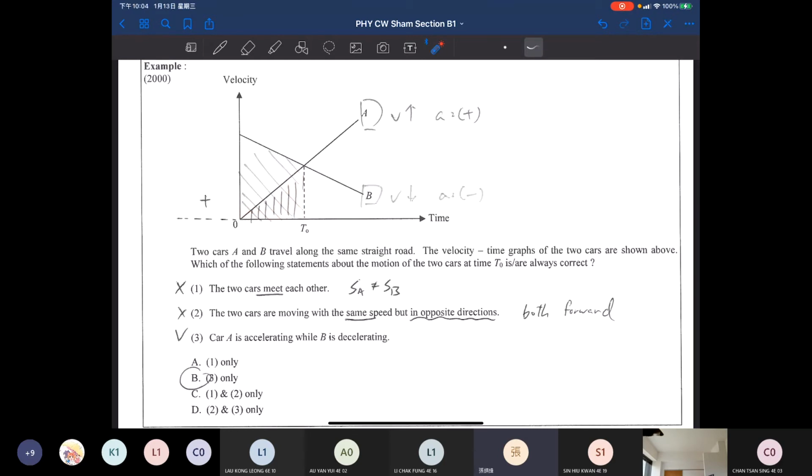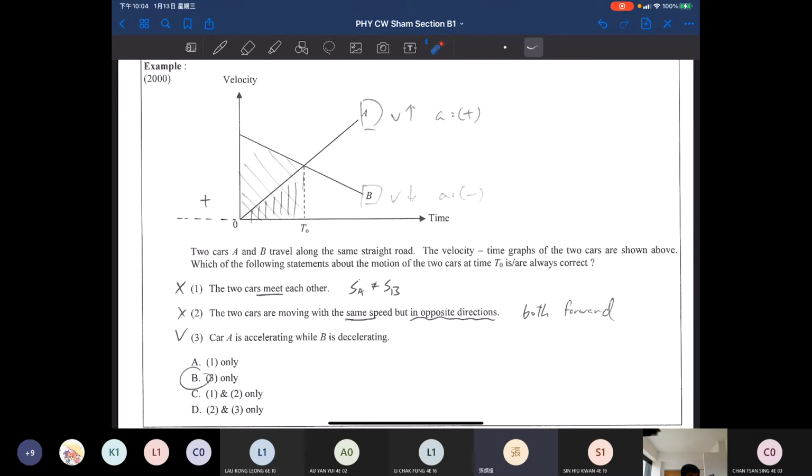You can see these two parts are different. So they didn't meet each other at that point. Next, the two cars are moving with the same speed but opposite direction. This is not correct. You can see they have the same magnitude and they are both positive. Therefore they have the same direction and the same magnitude.